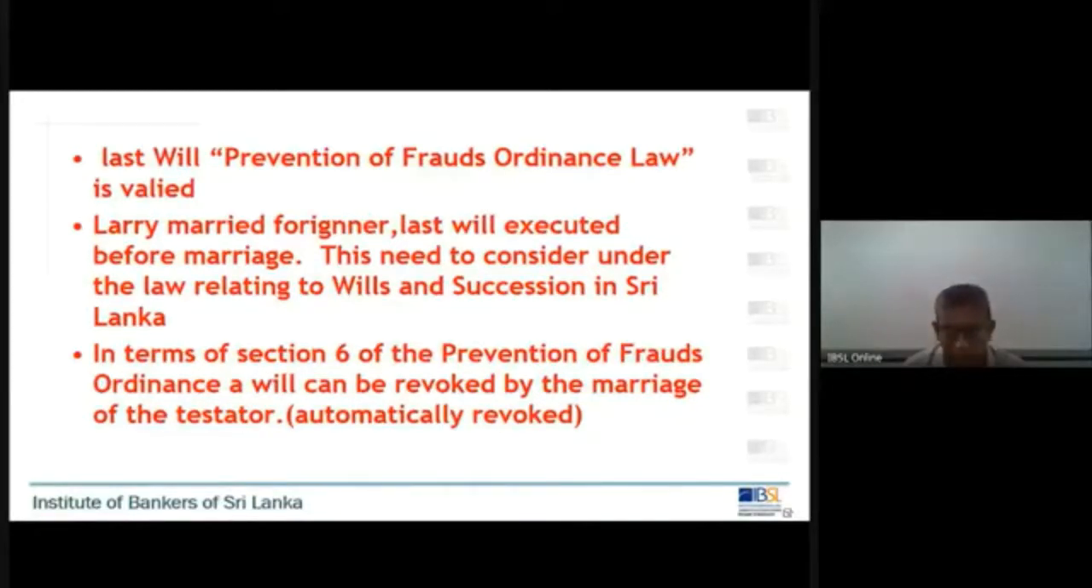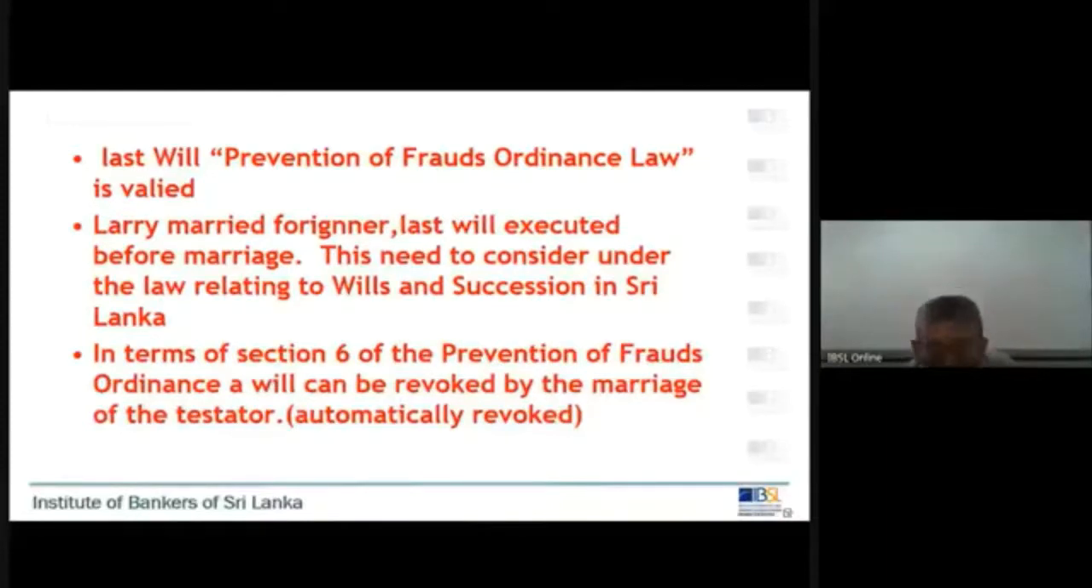Now, the last will written by Larry is correct. He has properly written it down under the Prevention of Frauds Ordinance law. But remember the important thing in Sri Lankan law. Larry married a foreigner after the last will was executed. So that's important. Now Larry married again, and before that Larry had executed the last will. Now that is what the law covers under wills and succession in Sri Lanka.